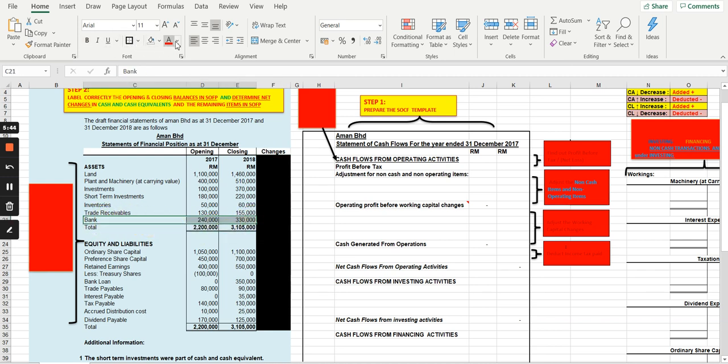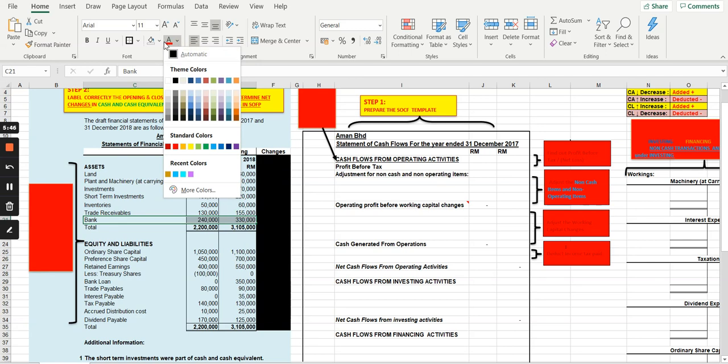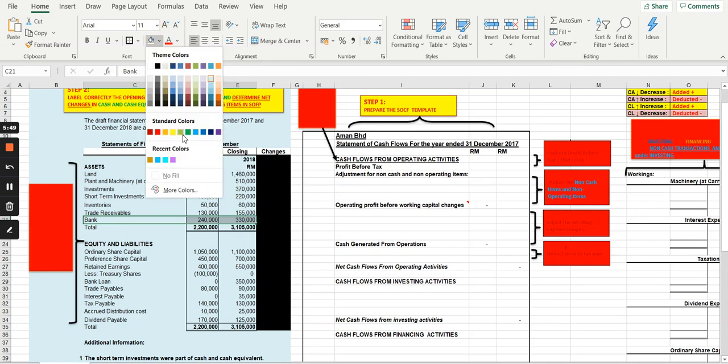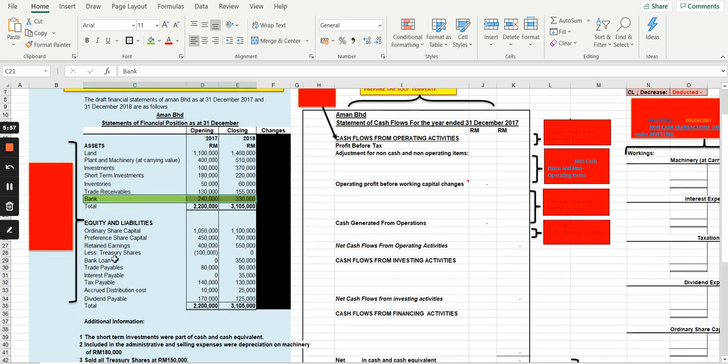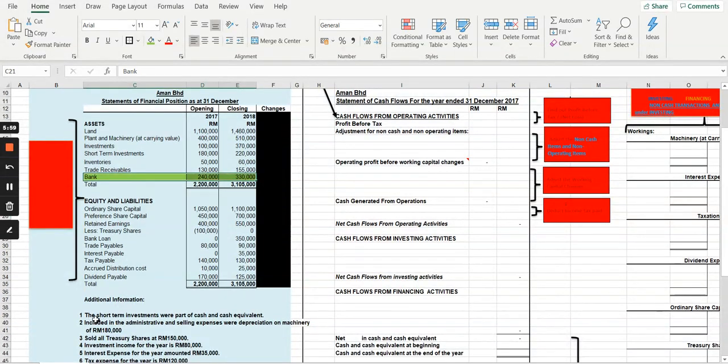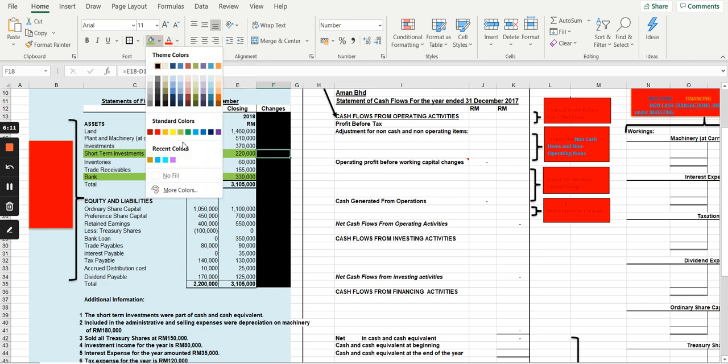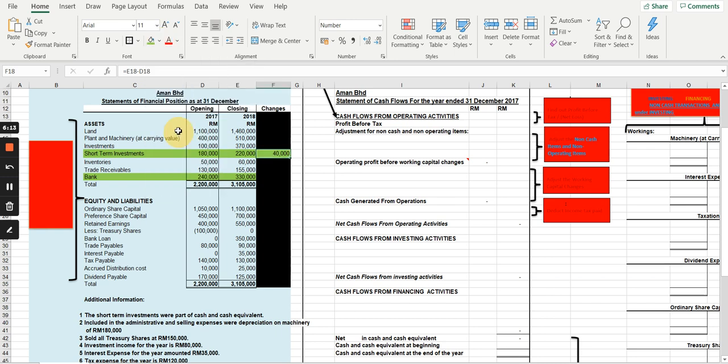I'm going to use some color-coded classification here. I take green for my cash and cash equivalent, and I'm looking at whether there is one more, so I will read the information. Yes, the short-term investment is part of cash and cash equivalent. So I will also highlight this, and I will now find out what the net increase in that cash and cash equivalent is.